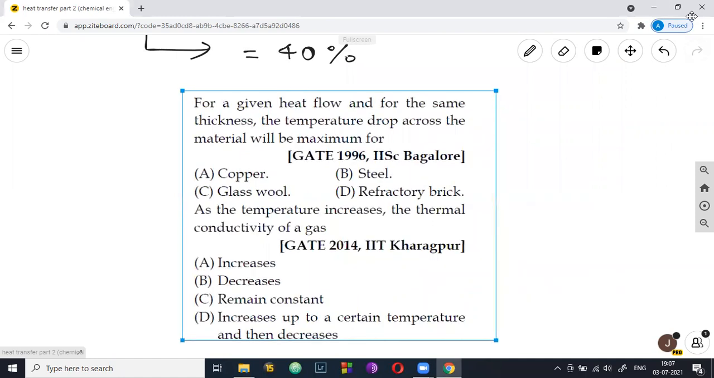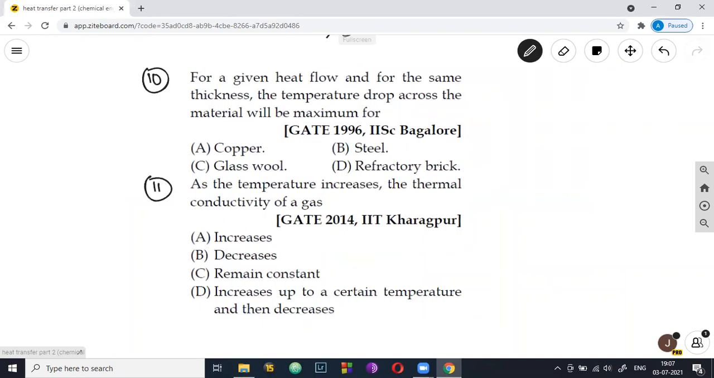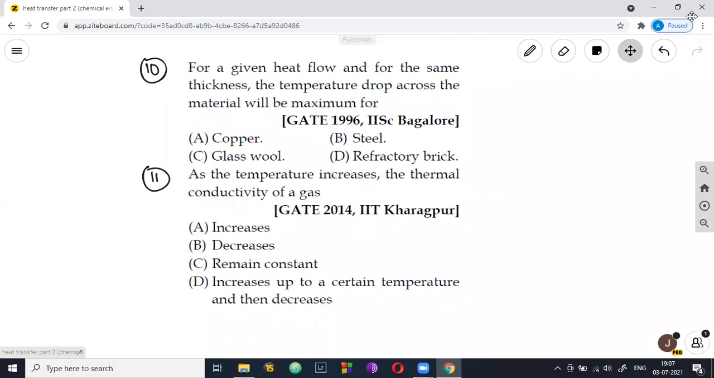So this is your problem number 10 as well as problem number 11. For a given heat flow, this was asked in the GATE examination. For a given heat flow and the same thickness, the temperature drop across the material will be maximum for which of these materials? Option A is copper, option B is steel, option C is glass wool, and option D is refractory brick. So let's understand which material has the largest temperature drop.